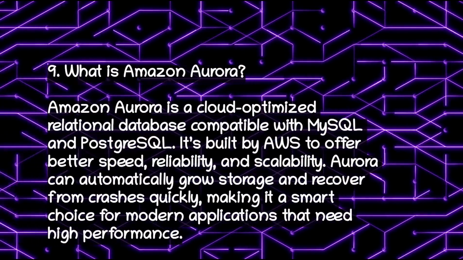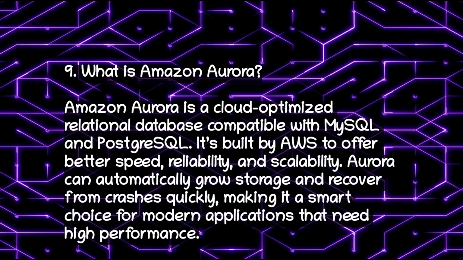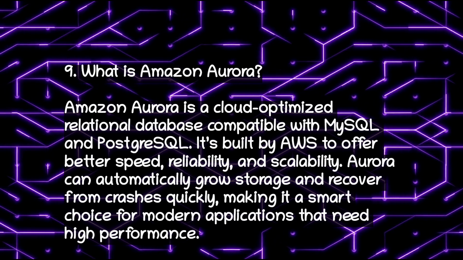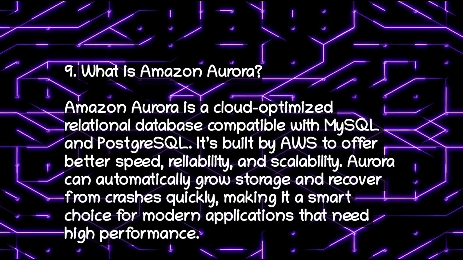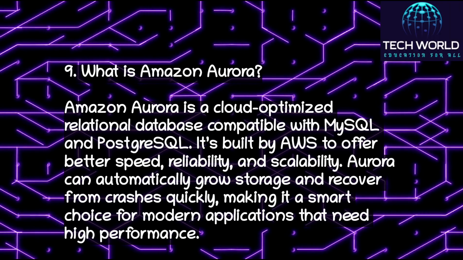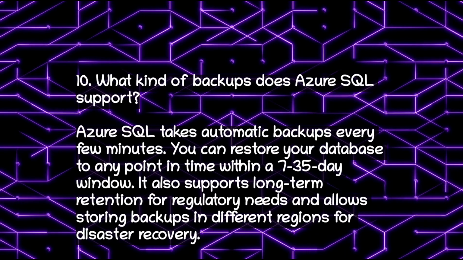9. What is Amazon Aurora? Amazon Aurora is a cloud-optimized relational database compatible with MySQL and PostgreSQL. It's built by AWS to offer better speed, reliability, and scalability. Aurora can automatically grow storage and recover from crashes quickly, making it a smart choice for modern applications that need high performance.